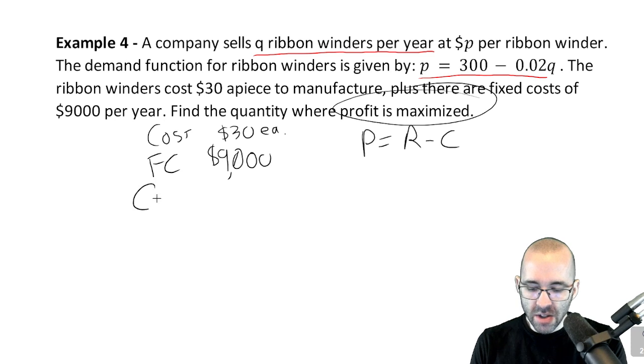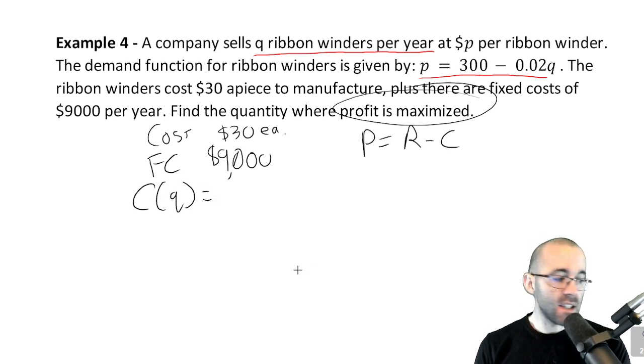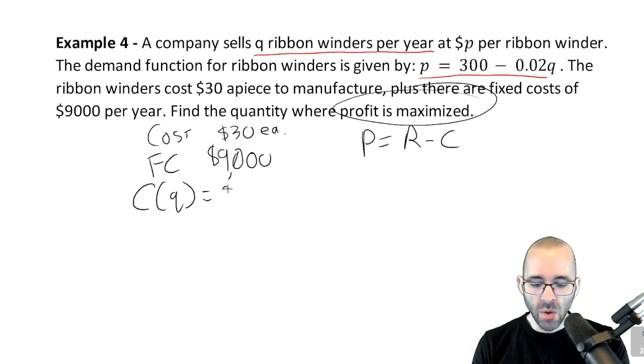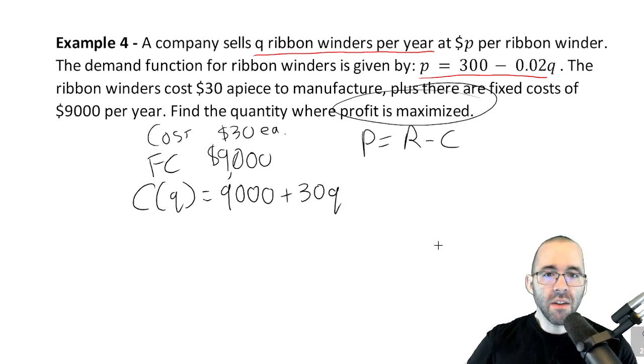Let's find our cost equation. Our cost is going to depend on how many we sell. C is a function of Q. The cost depends on Q. We always have to pay that $9,000 in a year. We're also going to have to pay $30 for every ribbon winder we make. Good, now we have the cost.